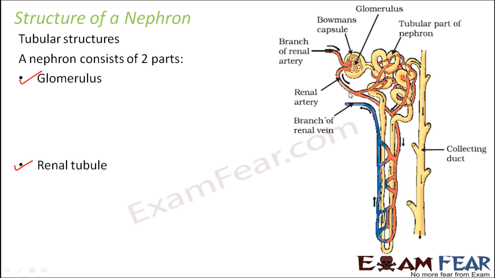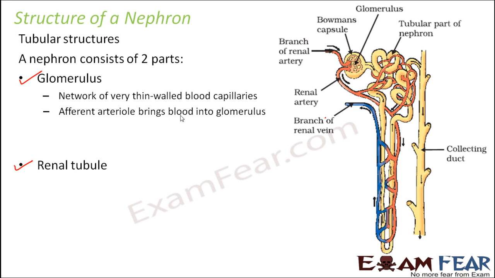this is glomerulus. And you might ask, then what is all these things, the red and blue lines? They are the blood vessels. So forget about them for the time being, because now we are talking only about the nephron structure. Now glomerulus is a network of very thin walled blood capillaries. So here inside the glomerulus also, however, it looks like some dotted structures, but they are actually very, very thin blood capillaries. So they are all coiled together to form a shape like this and is known as the glomerulus. Afferent arteriole brings blood into the glomerulus.